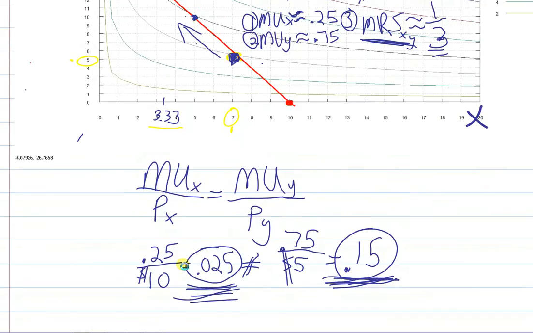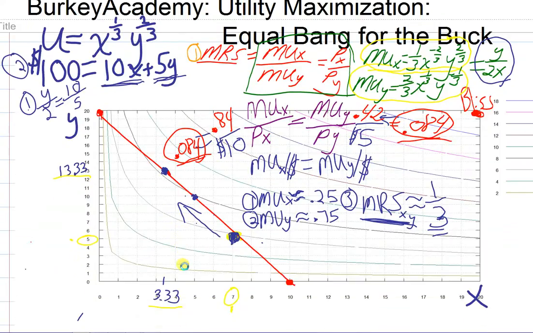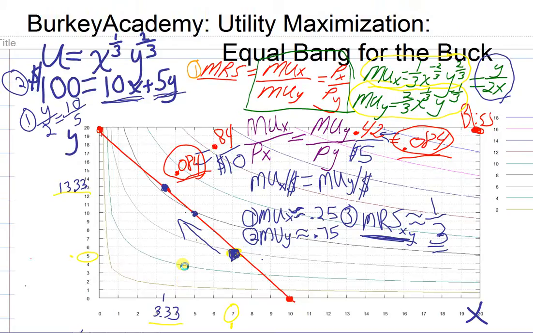So hopefully this has given you some insight, a lot of numbers, a lot of calculations going on there, I know, but some insight into where this equal bang for the buck rule comes from and how you can make sense of interpreting those kinds of questions.